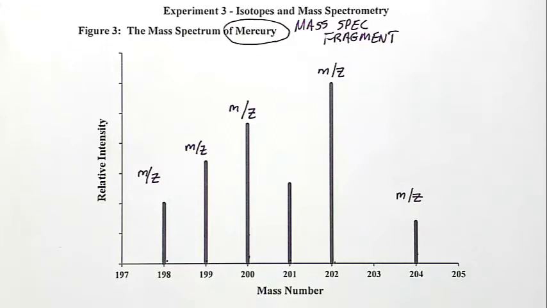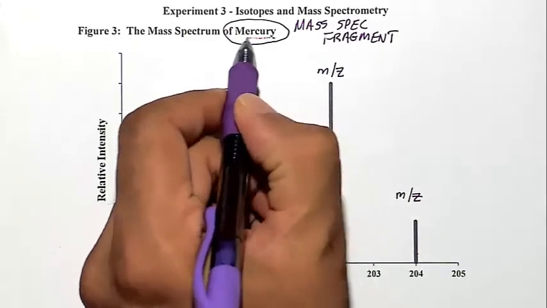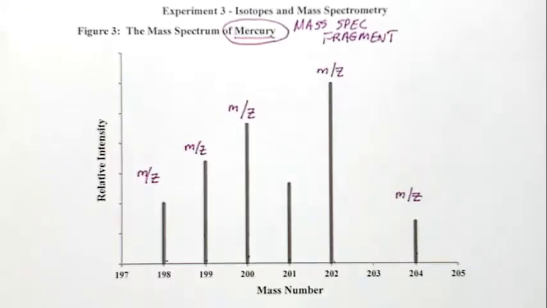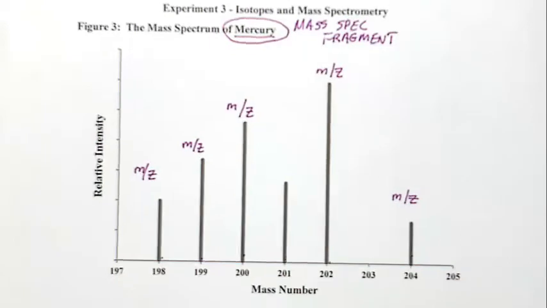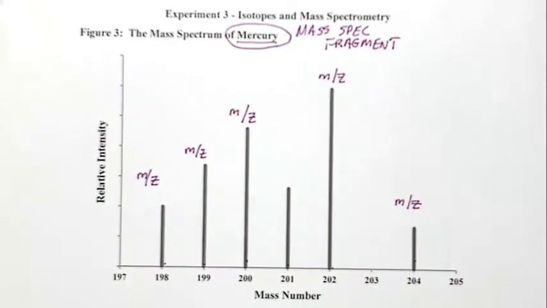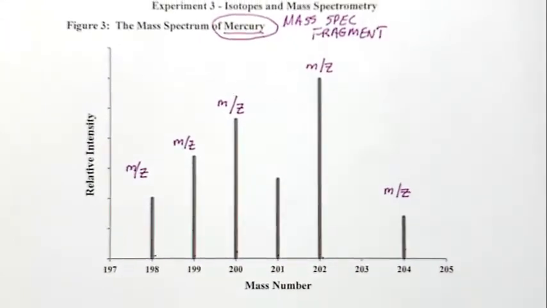So how many isotopes of mercury are there? Because that's what you injected into your mass spec instrument. Well, the answer is 6, because you have 6 fragments. So in this lab, you're going to determine the abundance of each of these isotopes.